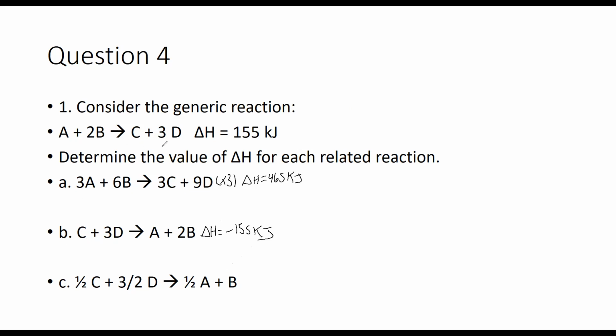For C, we not only flipped it, but we divided everything by 2, or we multiplied it by 1/2. Either way. So since we flipped it, it should be a negative because this was a positive value. And we divided all of our moles by 2. So we just take delta H and we divide that by 2 as well, which would be negative 77.5 kilojoules.